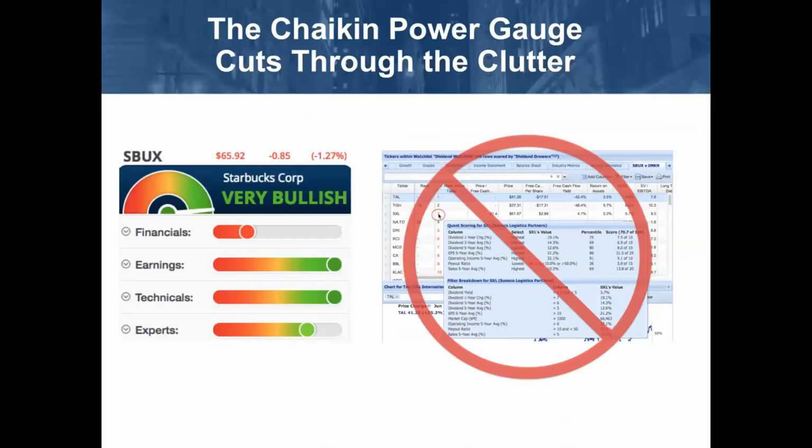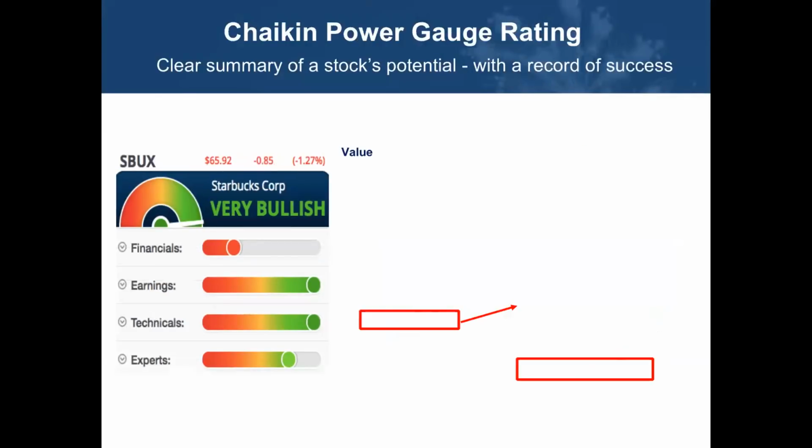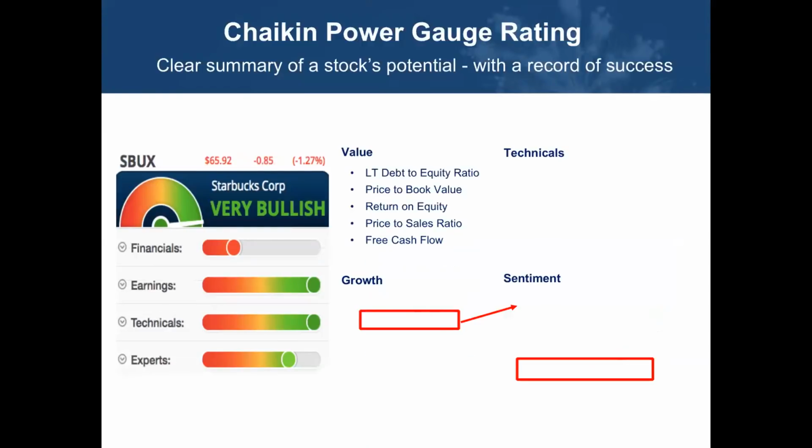Chaikin Power Gauge rating cuts through the clutter, distills 20 factors, as we'll see in a minute, down to 4 primary factors. Very clear, objective, can't misunderstand it. The gauge tells you what, and the 4 factors tell you why. So earnings, technicals, and expert opinions are driving Starbucks to a very bullish rating. That chart's a little bit old, but the rating's still very bullish. Now, what is the Chaikin Power Gauge rating? Well, it's a multi-factor model that was built in 2010, hasn't changed. It's got almost 8 years of real-time performance. 4 primary factors: value, growth, technicals, and sentiment.